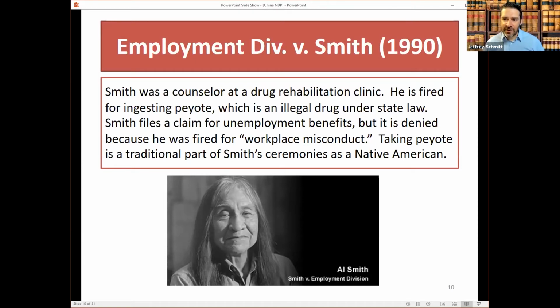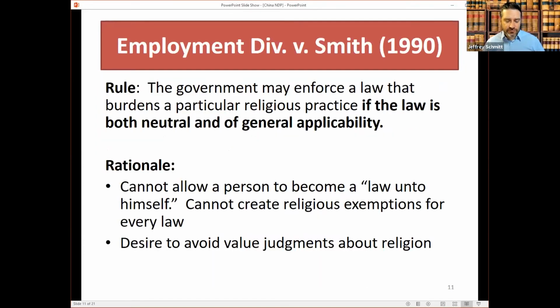However, he's fired from his job and denied unemployment benefits because he was taking a drug that is illegal under federal law. And so he files a lawsuit saying, you cannot punish me for taking this drug because it is a part of my traditional, long-standing, honest religious beliefs. So can the government punish him for engaging in this religion? The court says, yes, Schmitt may be punished.